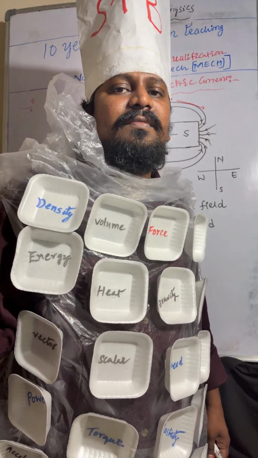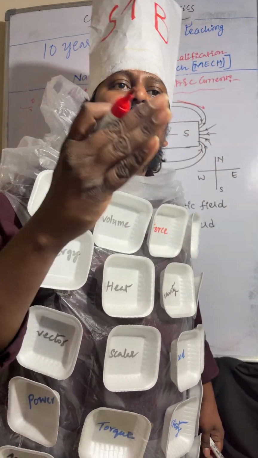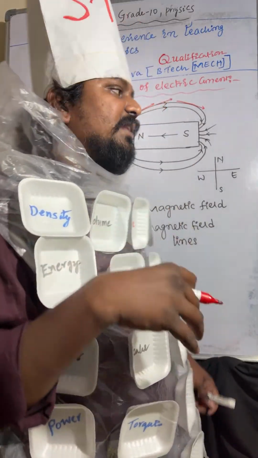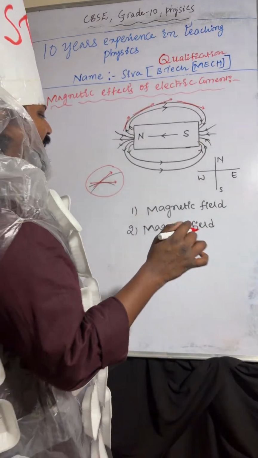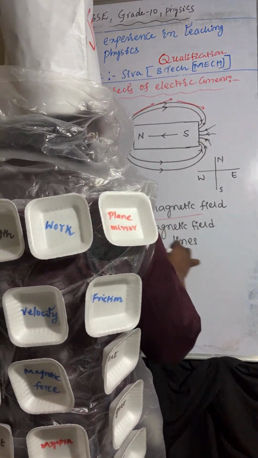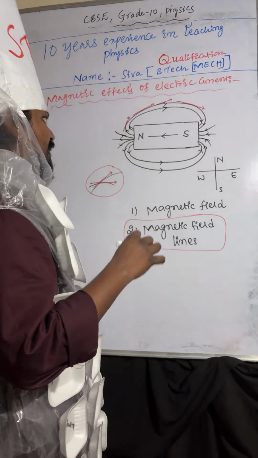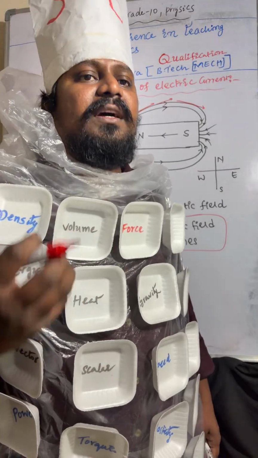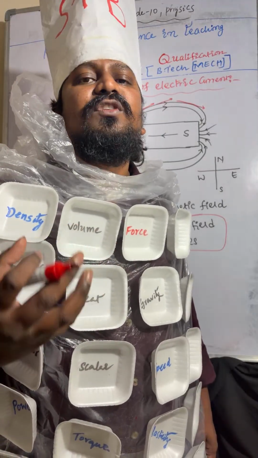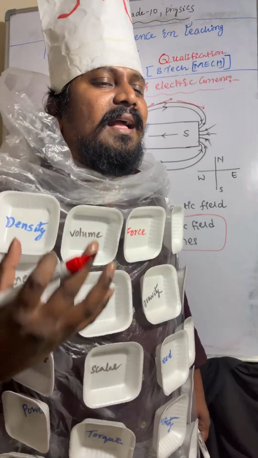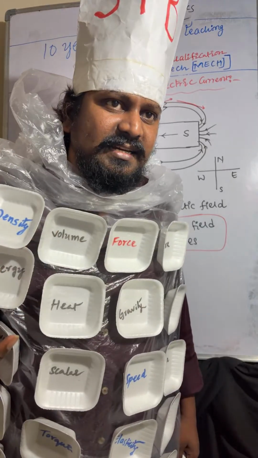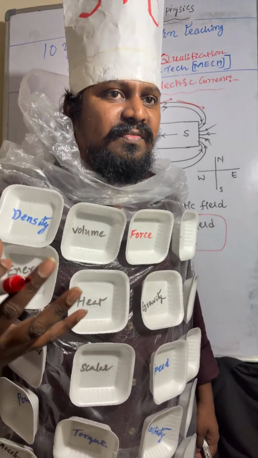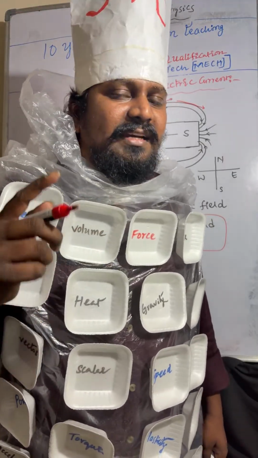Like west, north, east. It is not possible, right? So that's why these field lines never intersect. These are the points related to magnetic field lines. First one, magnetic field. Magnetic field is nothing but the region around the magnet in which magnetic force is exerted. Around the magnet, the magnetic force exists, and that is called the magnetic field. That's point number 1.